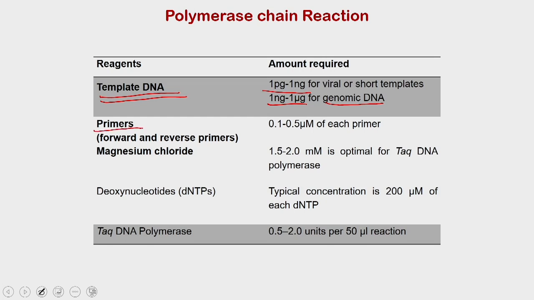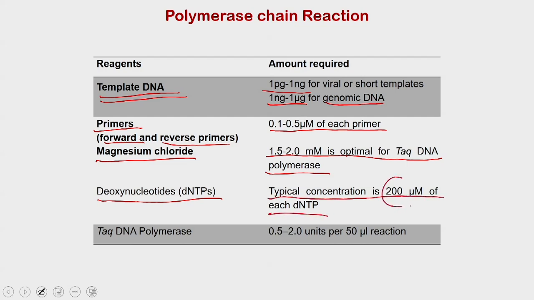Then you need the primers. You need two different primers, the forward primer as well as the reverse primer. Then the DNA polymerase is utilizing the magnesium chloride as a cofactor, so that is also required. In some cases you might have to optimize the concentration of magnesium chloride to achieve the amplification. Primers you have to use in the range of 0.1 to 0.5 micromolar, and then you also have to provide the dNTPs. So you have to add dATP, dGTP, dTTP and dCTP. All these 4 dNTPs you have to provide at a concentration of 200 micromolar, and at the end you also have to provide the Taq DNA polymerase. Normally we use 0.5 to 2 units for every 50 microliter reaction.